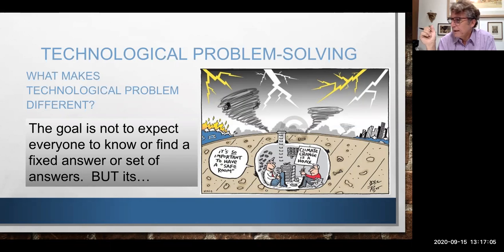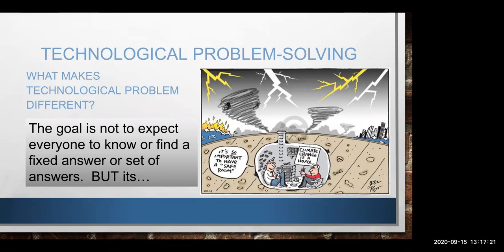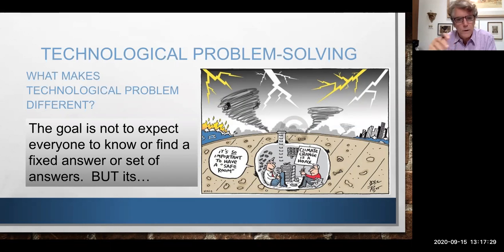Joey Nickel, do you have any ideas? With a technological problem, everyone may not be able to find a fixed answer or set of answers, but it's easier to what? I guess easier to find a solution when you have different people thinking together. Close, but not quite. That's a great idea, but what I'm thinking is it's easier to find the source of the problem. It's easier to point at what is causing the problem because it's a technology that you can point to.